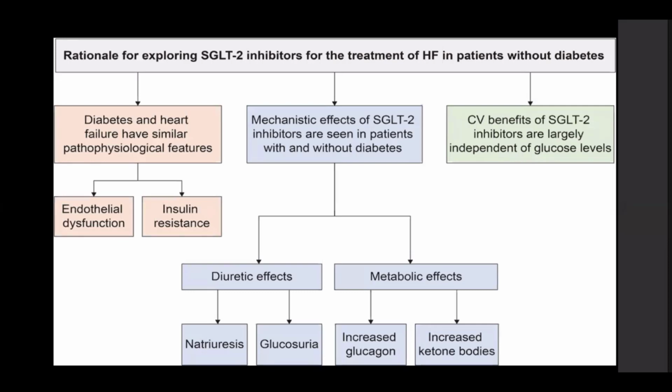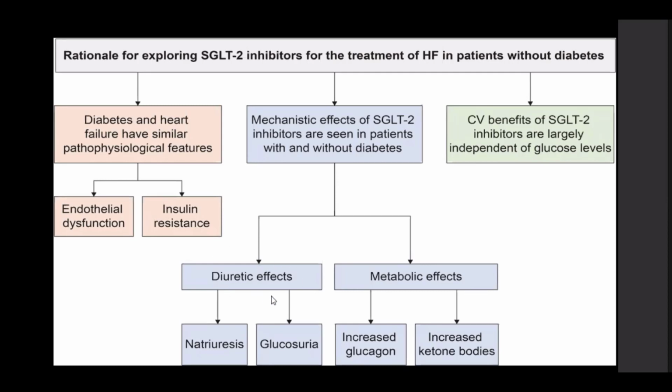But what about the patient's heart failure? One thing that we should remember is that diabetes and heart failure share the same pathophysiological features. For example, both of them can lead to insulin resistance, and both of them lead to endothelial dysfunction. The other thing that we should remember regarding the mechanistic effects of these inhibitors is that they have, number one, the diuretic effects, as I have already shown you, and then number two, the metabolic effects.